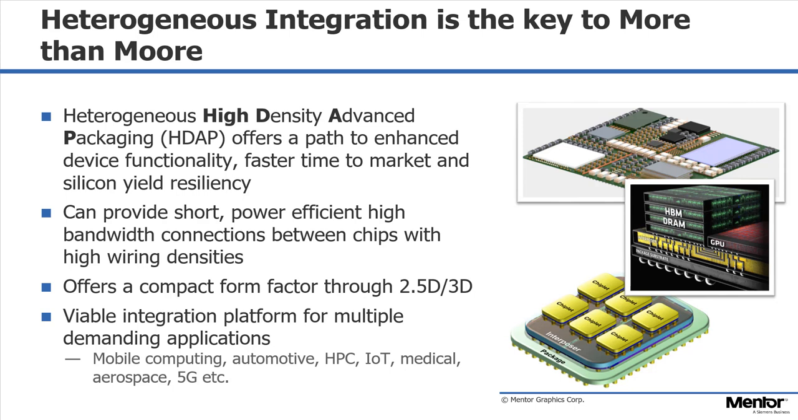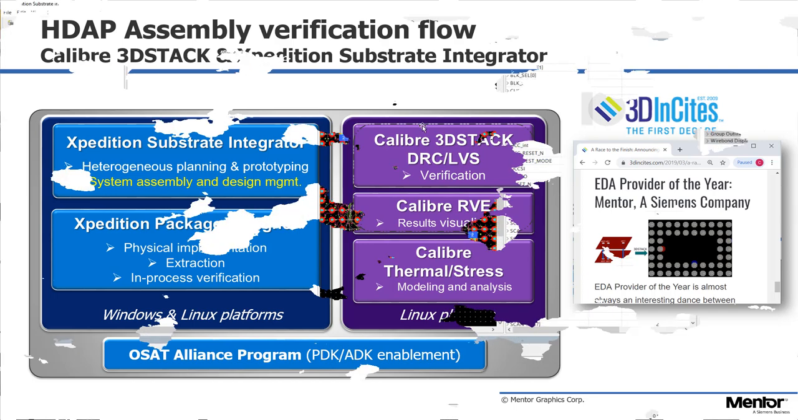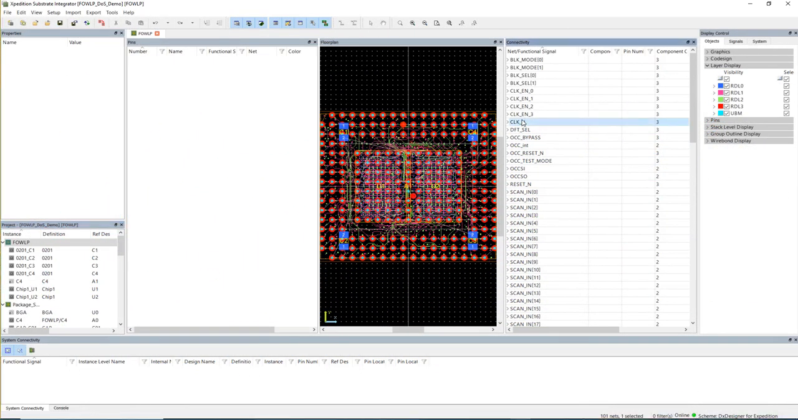Package designers need tools to allow them to keep track of their full system hierarchy. Expedition Substrate Integrator, Expedition Package Designer, and Calibre 3D Stack provide a complete flow for prototyping and assembly, implementation, and verification of high-density advanced package designs, winning the 3D InCites Product of the Year Award in 2019.